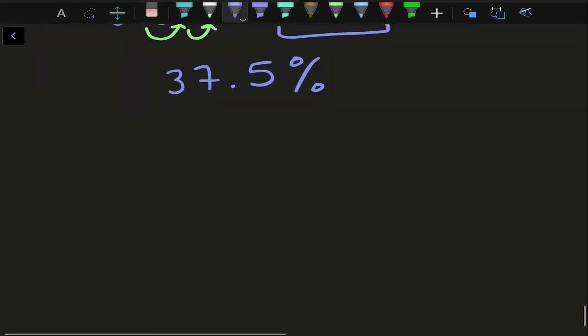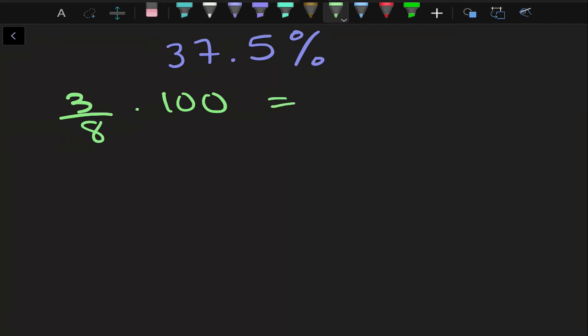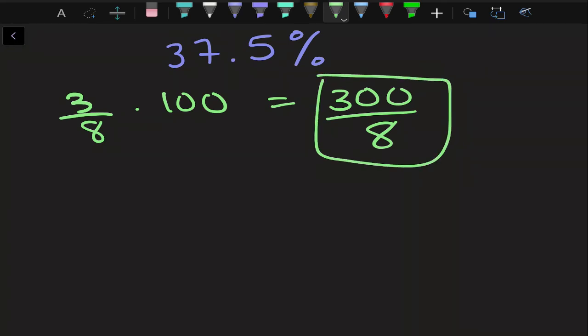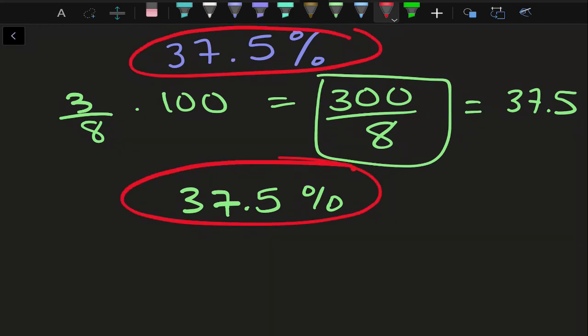The second way we can do this is by taking 3 over 8 and multiplying it by 100, which gives us 300 over 8. And if we take the division of this statement now, we get an answer of 37.5. And then to get our final answer, we add on that percent. So I get 37.5%. And again, notice we get the same answer. So either way is going to work for us.